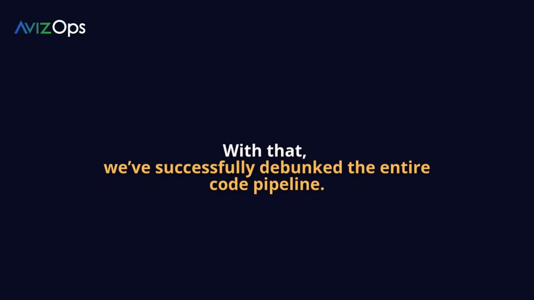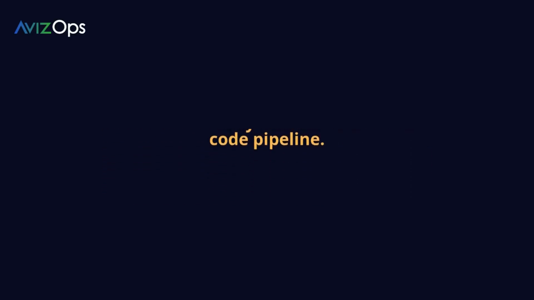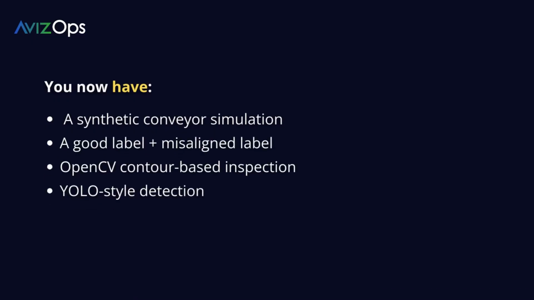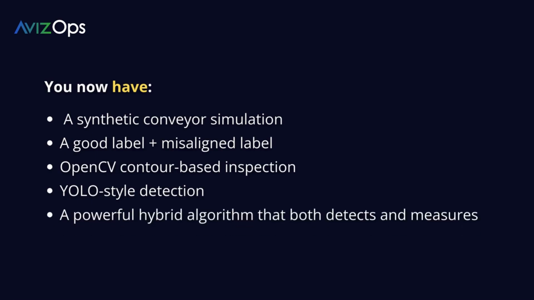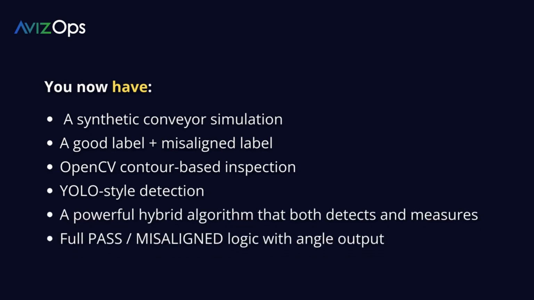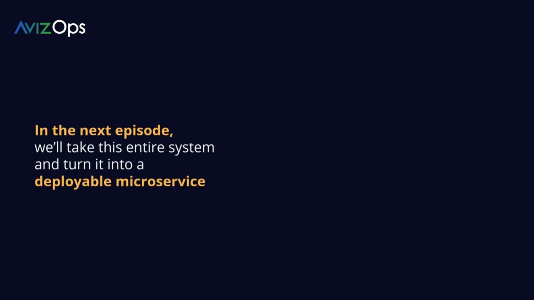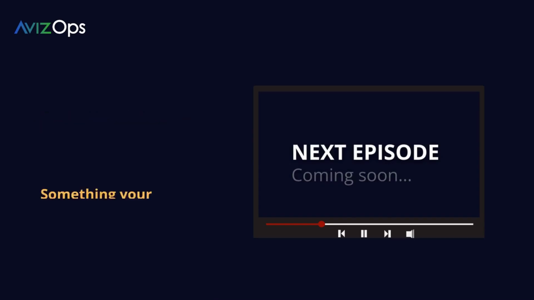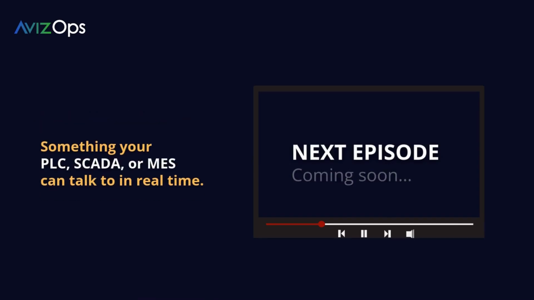With that, we've successfully built the entire code pipeline. You now have a synthetic conveyor simulation, a good label plus a misaligned label, OpenCV contour-based inspection, YOLO-style detection, and a powerful hybrid algorithm that both detects and measures, with pass and misaligned logic and angle output. In the next episode, we'll take this entire system and turn it into a deployable microservice, something your PLC, SCADA, or MES can talk to in real time.